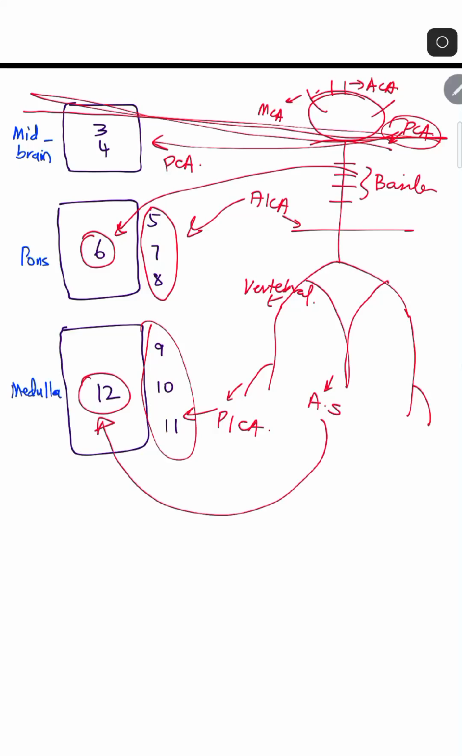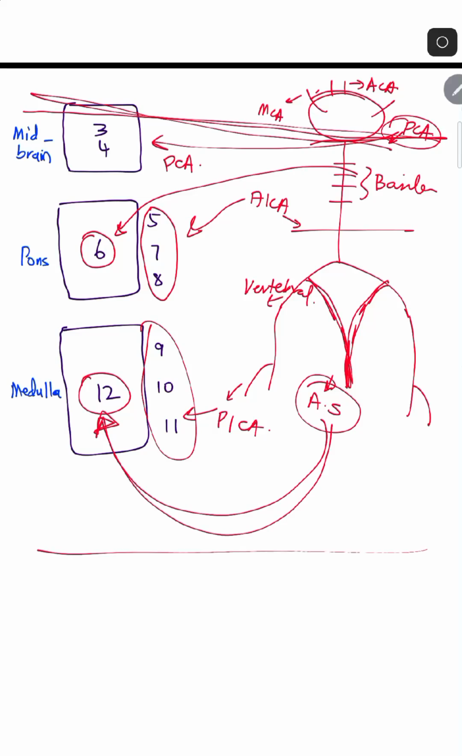Notice how in the circle of Willis, the medial blood supplies, like the anterior spinal, supply the medial side of the medulla. So you see the correlation here? All right. So a couple points.